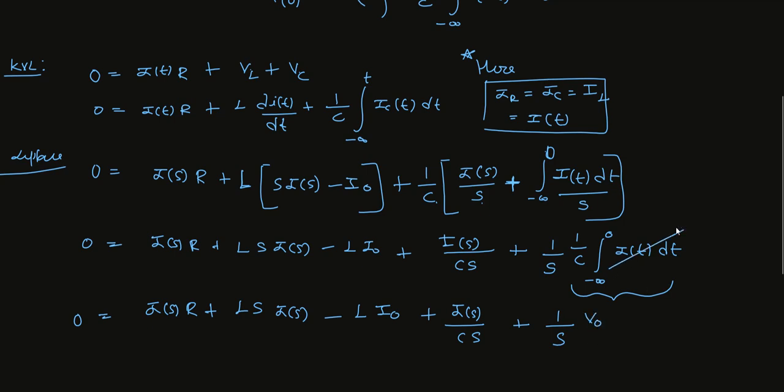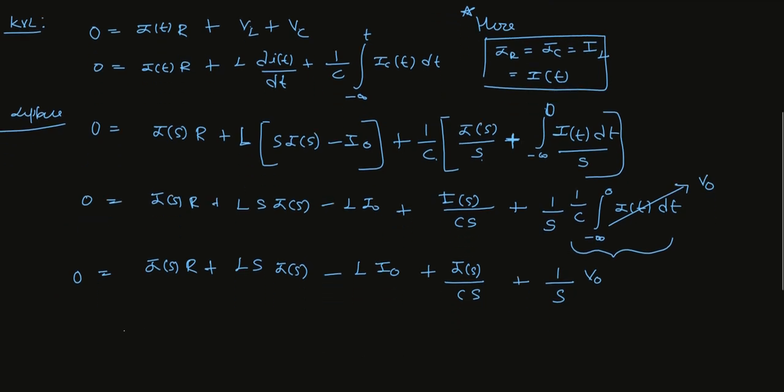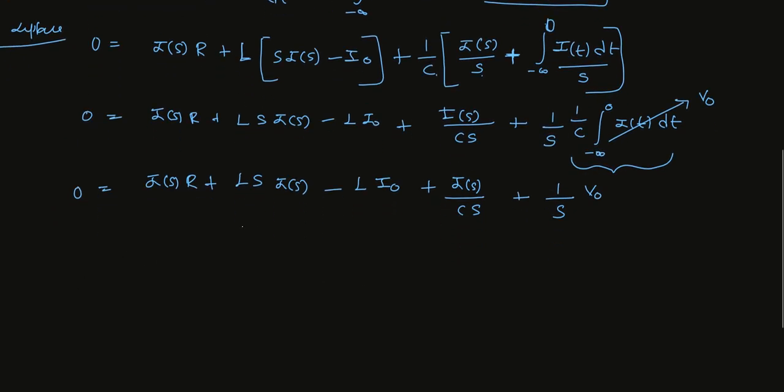So this whole term comes out to be V naught. Okay, so let us take I of s as a common. See in which terms we are having the I of s. So here we are having the I of s, take it as common, so R and here Ls, and there is no I of s here, and we have I of s here, so that is equal to 1 by Cs, and we are left with some terms. This term, that is V naught, initial voltage of the capacitor, by S minus L into I naught.